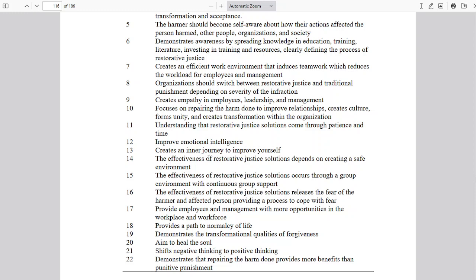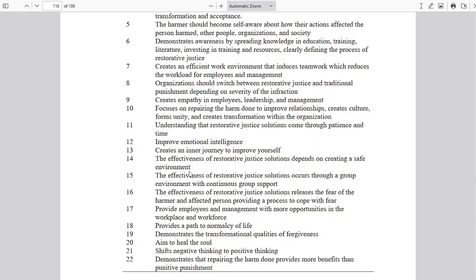Okay, 13, creates an inner journey to improve yourself. 14, the effectiveness of restorative justice solutions depends on creating a safe environment. 15, the effectiveness of restorative justice solutions occurs through a group environment with continuous group support. 16, the effectiveness of restorative justice solutions releases the fear of the harmer and affected person, providing a process to cope with fear.